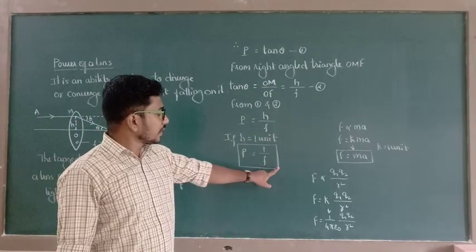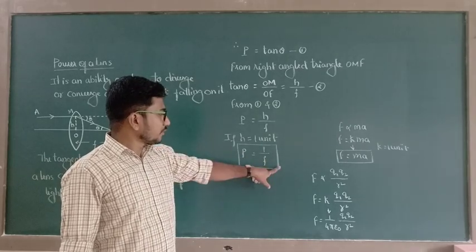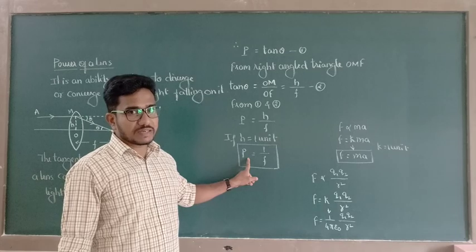If H is constant, then P is inversely proportional to focal length. So greater the focal length, smaller will be the power of that lens. Smaller the focal length, greater will be the power of the lens.